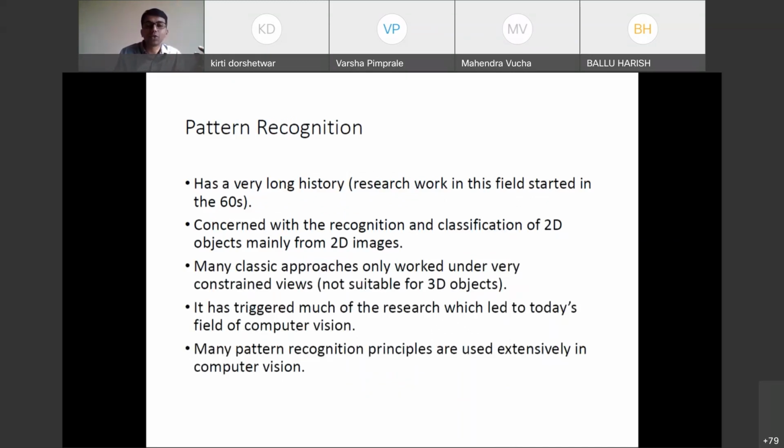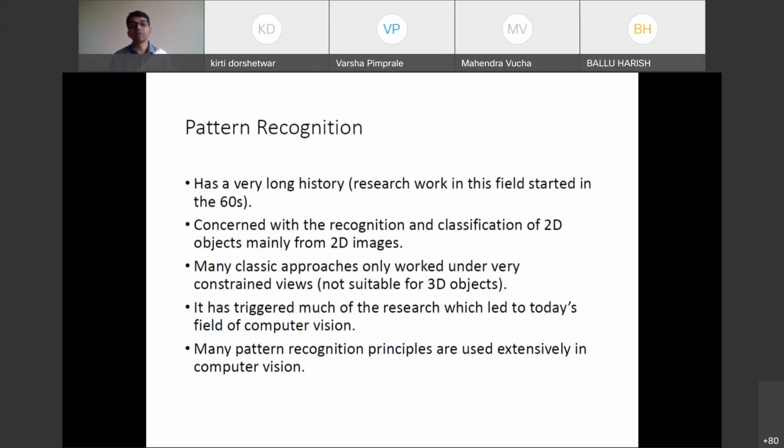It has a very long history, as I told you, that since the 1970s itself, we have a dedicated journal for pattern recognition by Elsevier. Research work in this field started in the 1960s, long back, and it is concerned with the recognition and classification of 2D objects, which are specifically 2D images and not 3D data. Because as I told you, it started in the 1960s. So at that time, even the 2D images were analog images. The digital images came very much after that.